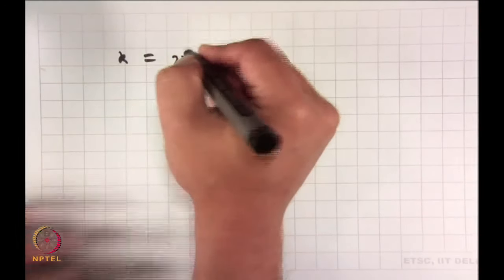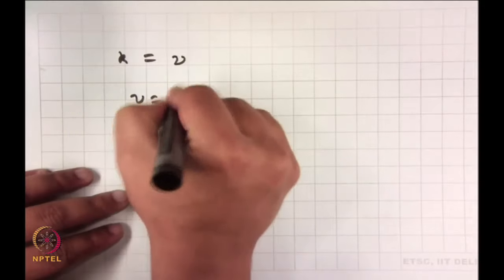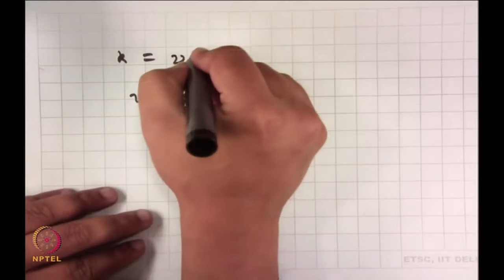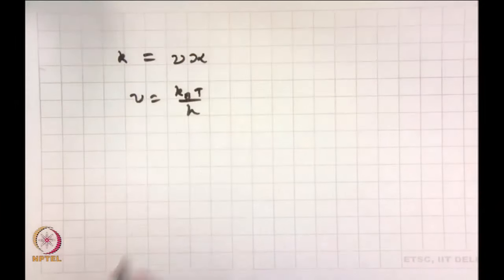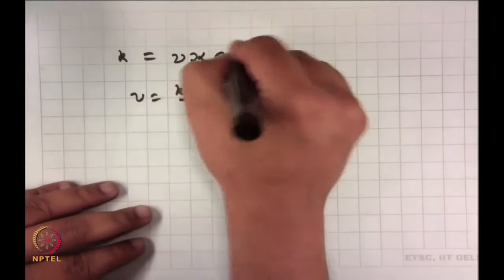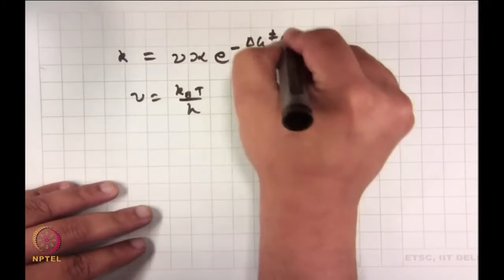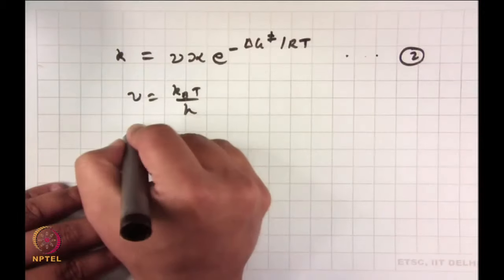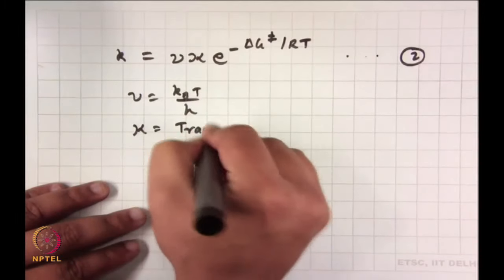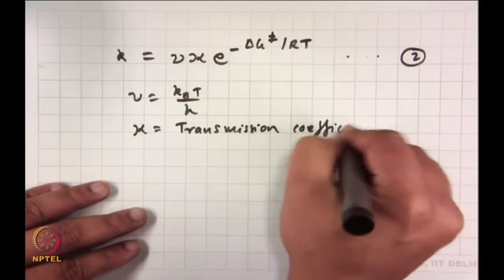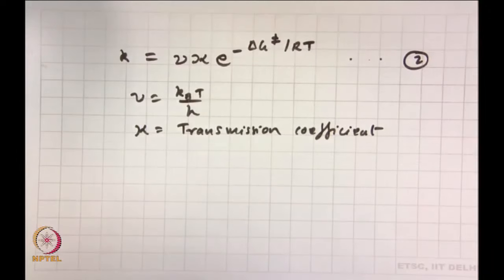nu, where nu is equal to k_B T over h, as shown before, times a certain coefficient known as a transmission coefficient kappa, times e to the minus delta G dagger over RT. Let this be 2, where kappa is referred to as the transmission coefficient. So, have you heard of transmission coefficient before?